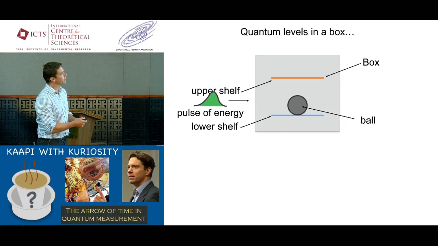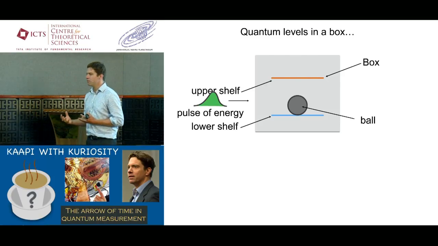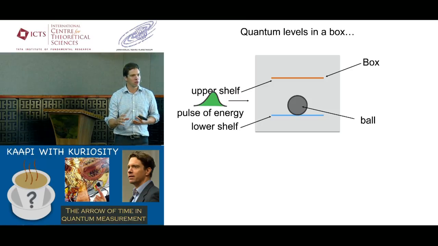It's this quantum levels in a box. So imagine we have a box, and it has two shelves. These are the energy levels. There's the upper shelf, there's a lower shelf, and there's a ball. The ball represents the state of the circuit. The ball can be on the lower shelf, or it can be on the upper shelf.